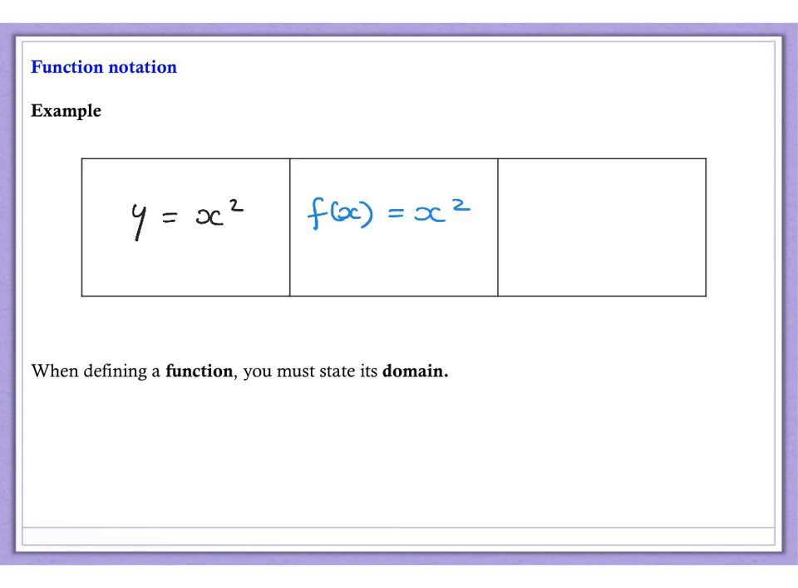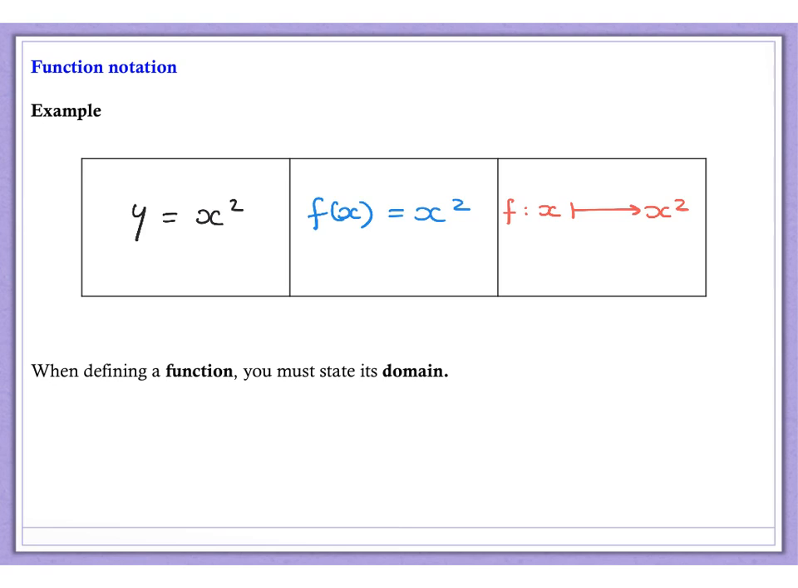And the third way, which you may not have seen before, is a little bit more formal. We write f is the function such that x is mapped onto x squared. And this notation here with the colon and the arrow with a strange shape is really important in terms of writing out a function.